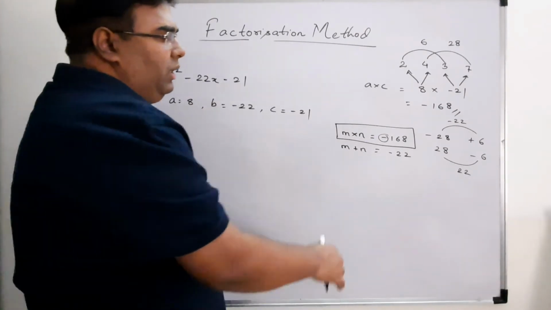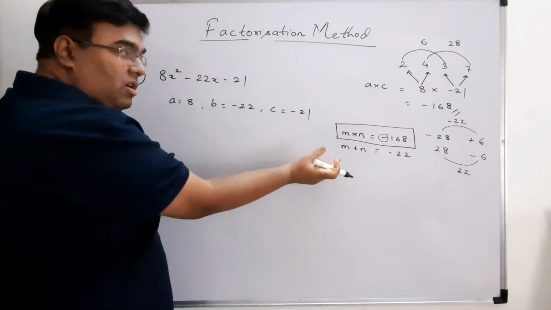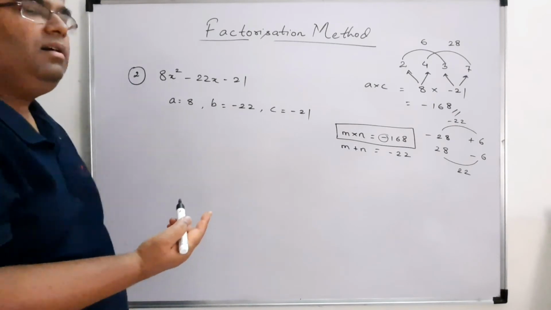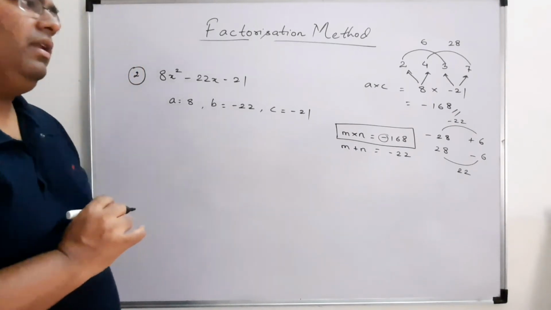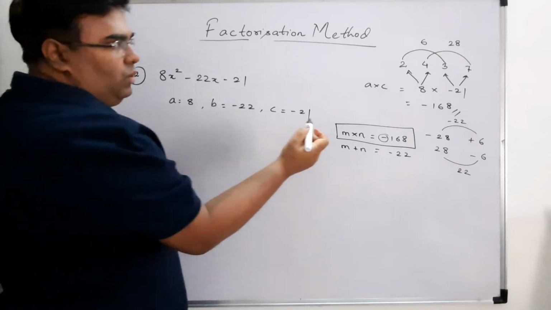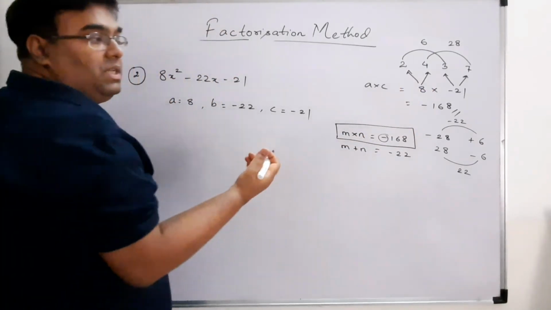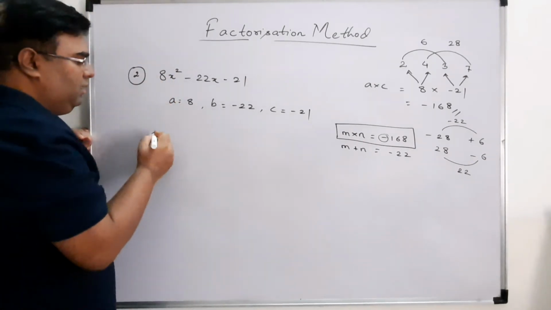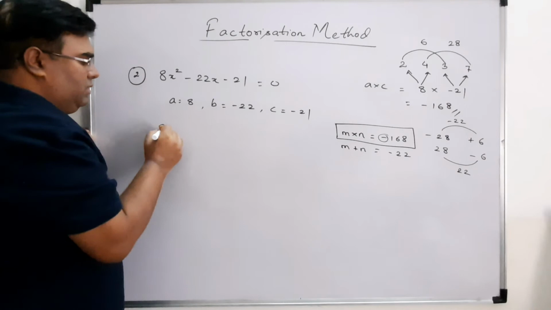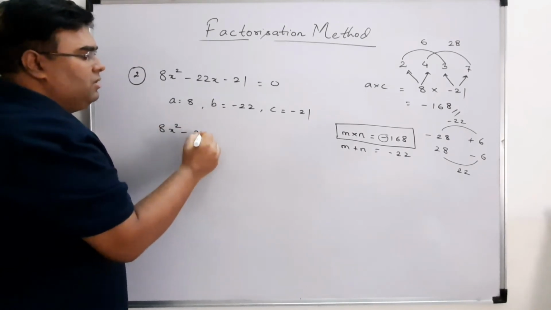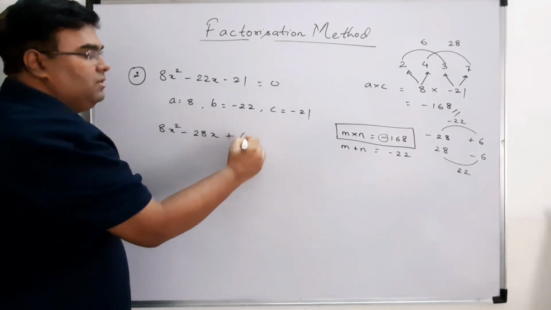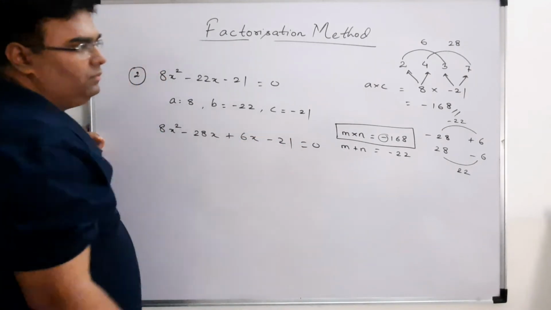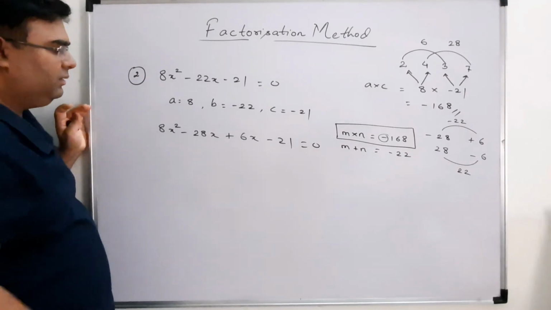So from here you can find out that our larger number should have a negative sign. To get a negative result, we need the larger number to be negative. So we have got our two numbers, 28 and 6, and more precisely we will have −28 and +6. So we can break it into 8x² − 28x + 6x − 21 = 0. Correct?